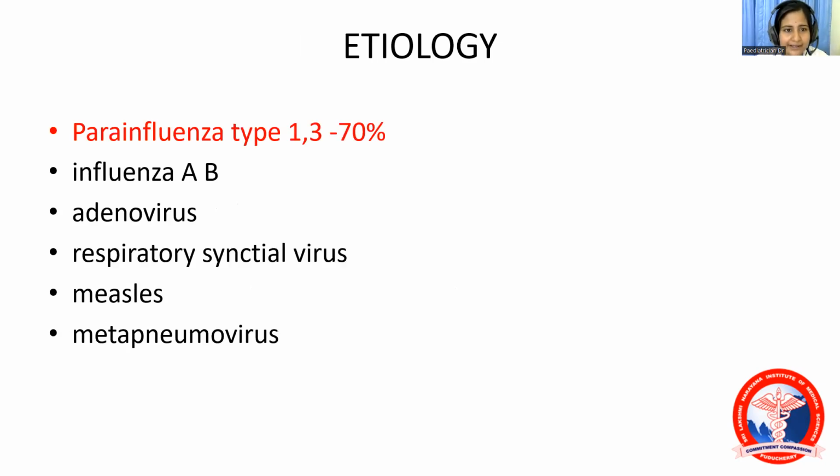Already I have mentioned this is caused by infection. So what infection causes acute laryngotracheobronchitis? It is mostly a viral infection rather than bacterial. The most common virus causing croup is parainfluenza virus types 1 and 3, which constitute 70% of infections. Other viruses causing croup are influenza A, influenza B, adenovirus, respiratory syncytial virus, measles, and metapneumovirus.